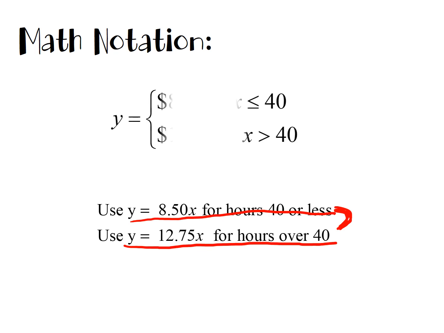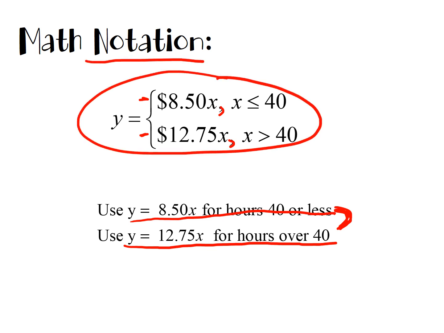So how that's going to look is we're going to say y is equal to, with this squiggly bracket, 8.5x for when x is less than or equal to 40. And then we have another piece that says y is equal to 12.75x for when x is greater than 40. So this is how we're breaking up our function into two pieces. The first piece being 8.5 times x and the second piece being 12.75 times x.